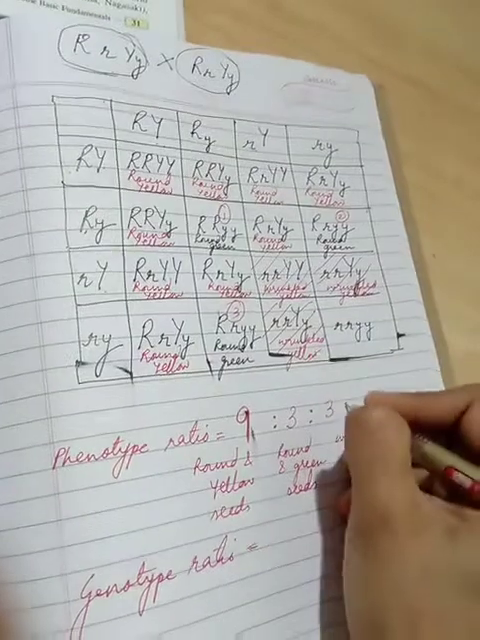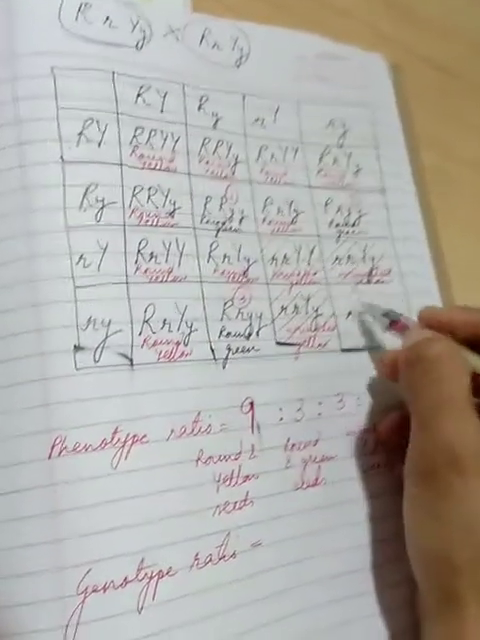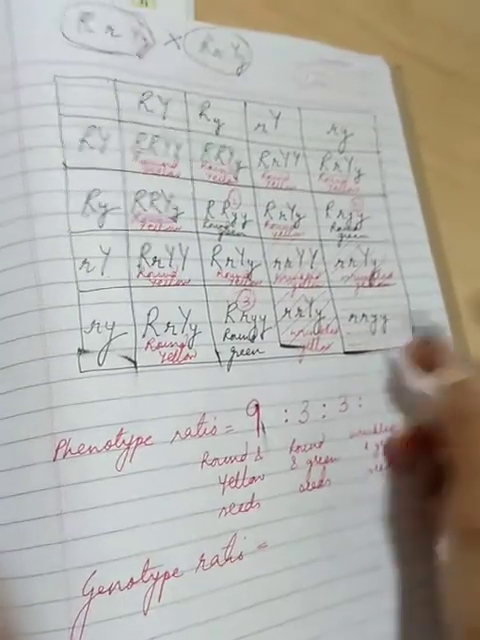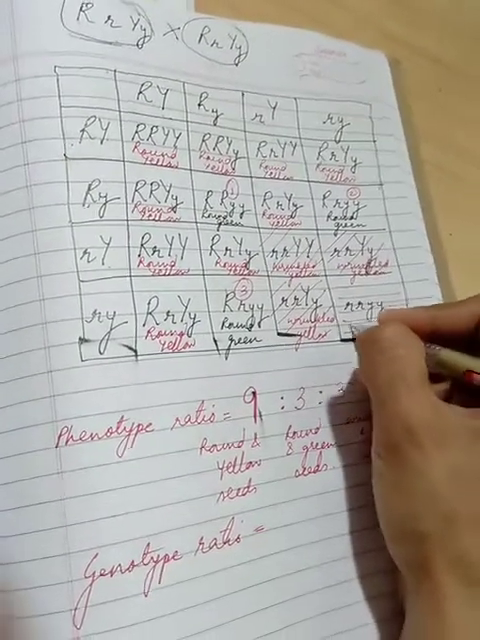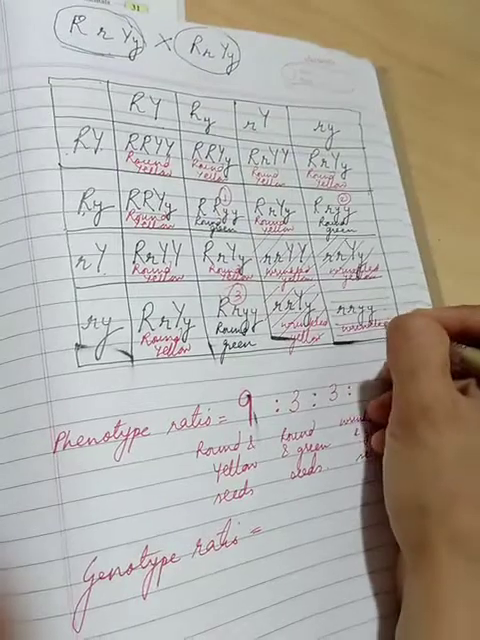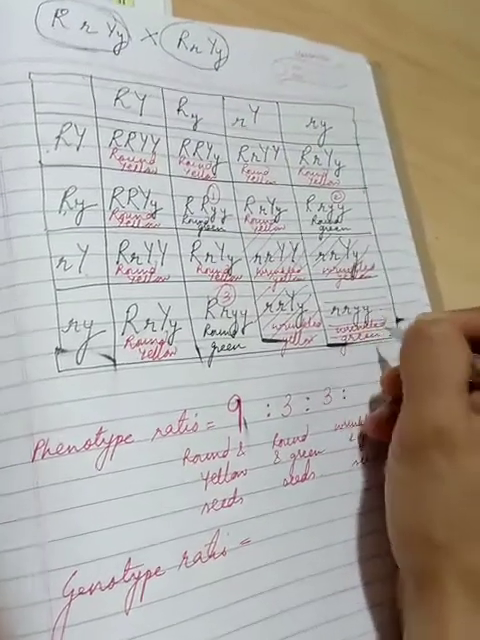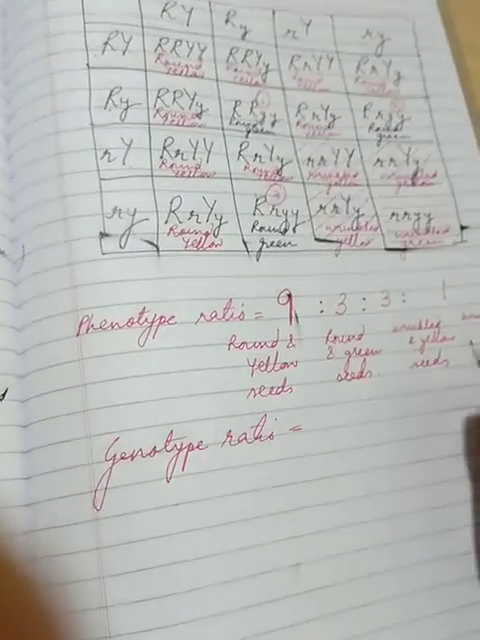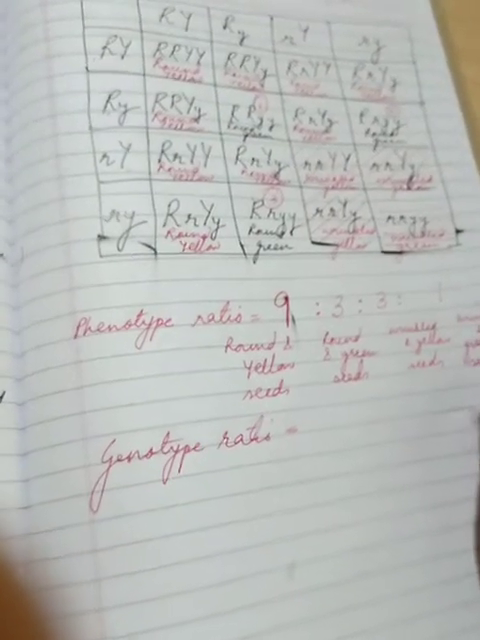Finally the one and only remaining is this. What will this be, children? This will be the only single one, and what is it? Double small r means wrinkled and double small y means green. So this will be wrinkled and green seeds.